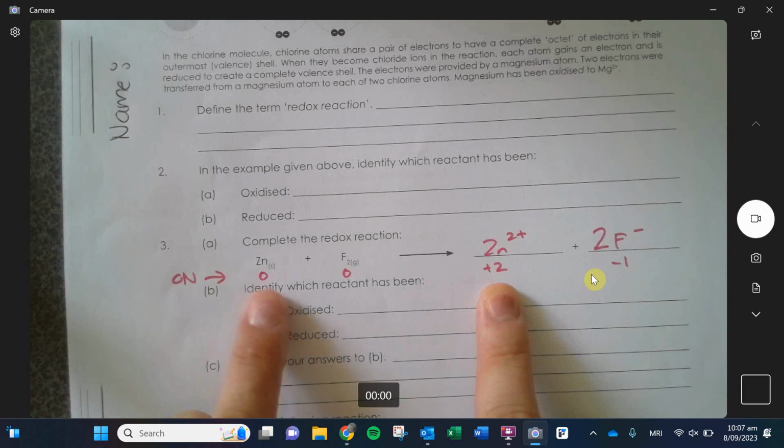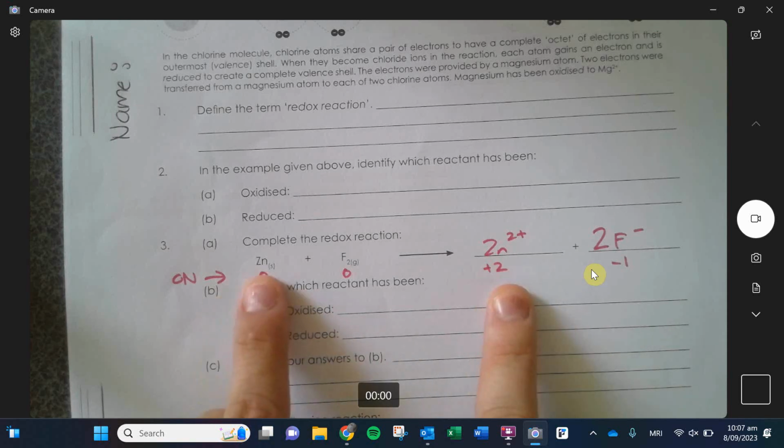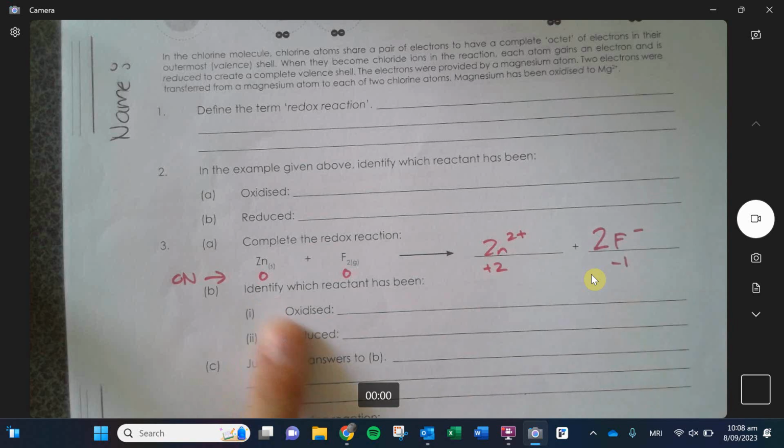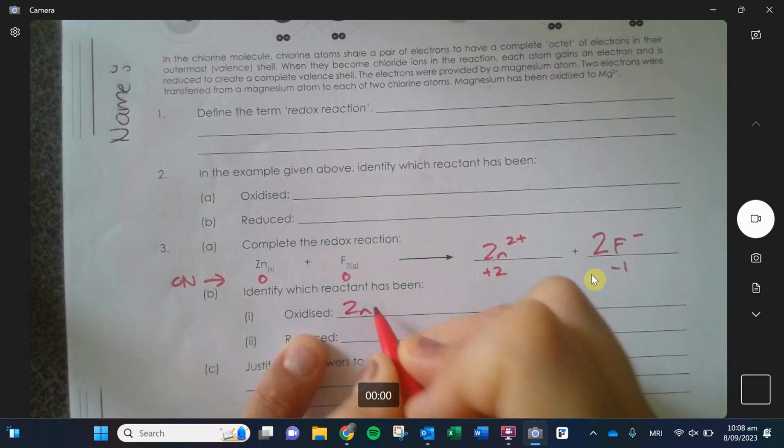All right, identifying which one's oxidized and which one's reduced, I'm checking the oxidation numbers. So I see zinc has gone from 0 to +2. Is that oxidation or reduction if I gain or increase in my oxidation numbers? Oxidation. So increased oxidation number is oxidation. Loss of electrons is oxidation as well. So you're right, electrons have been lost because we see that we have gone from having no charge to a +2 charge. So that tells me it's lost 2 electrons. I see the oxidation number has increased. So which reactant has been oxidized? That is the zinc.